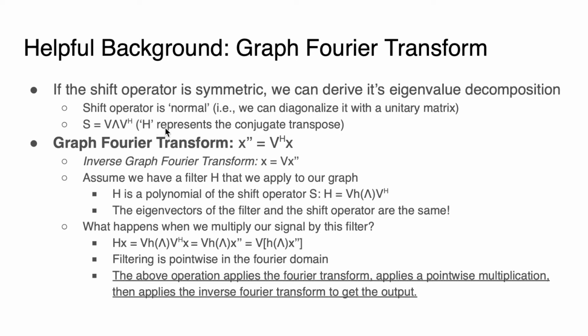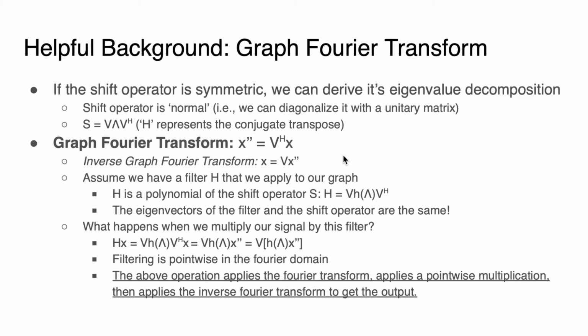Given this diagonalization, we could define the graph Fourier transform as seen here. Basically, we take the conjugate transpose of our eigenvector matrix and multiply it by our input signal x to yield our Fourier coefficients x double prime. Similarly, we can apply an inverse graph Fourier transform to get our input signal back by simply multiplying our Fourier coefficients by the eigenvector matrix, which is just the inverse operation as the graph Fourier transform. But why does this matter?